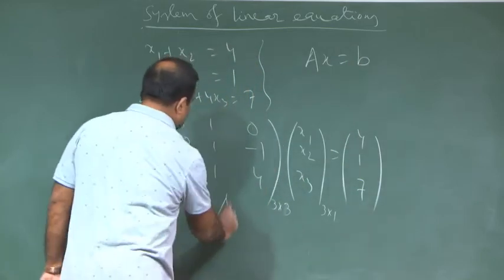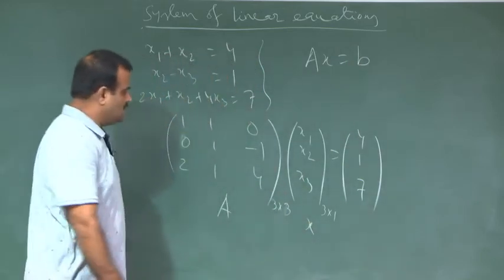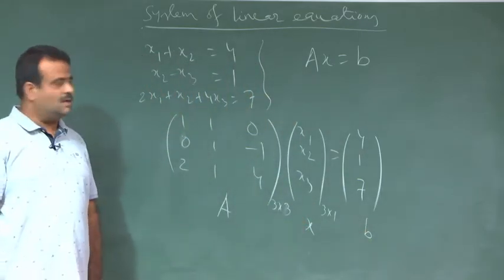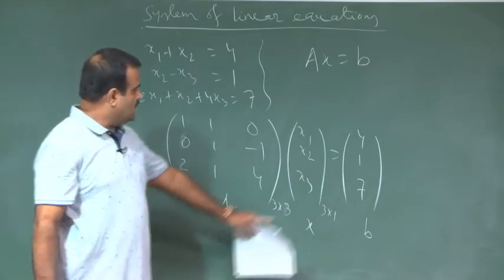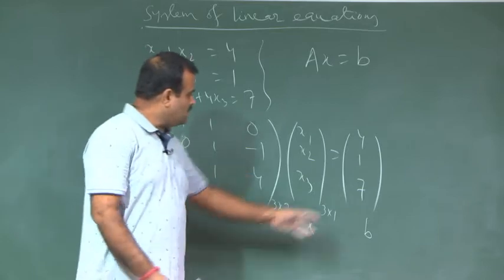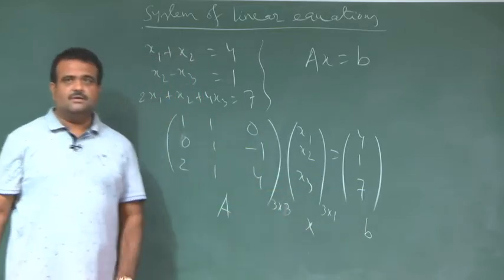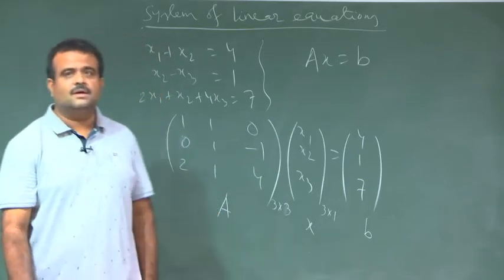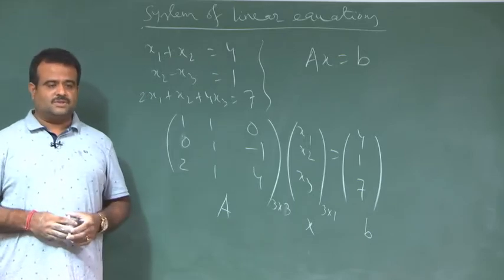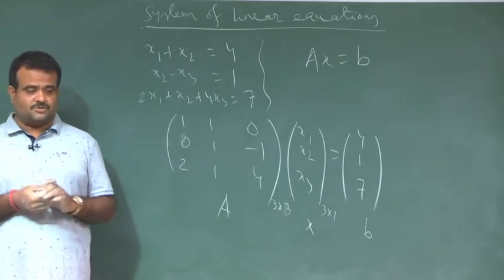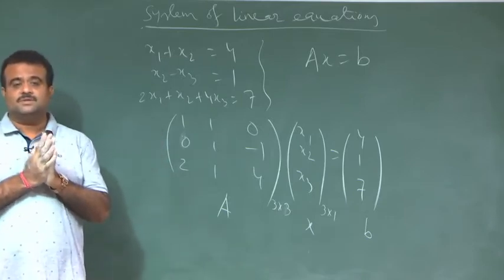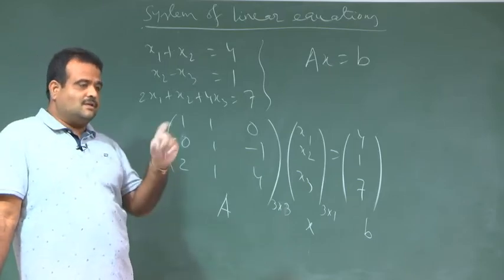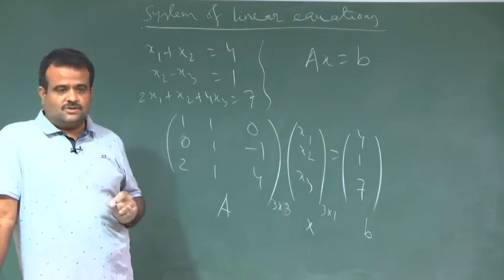So this is our A matrix, this is our variable vector x, and this is b. A is called the coefficient matrix. Now the question is how we can get the solution of this system, and whether a solution exists or not. We will discuss all these questions here. If the system has no solution, it is called an inconsistent system. If there is a solution, it is called a consistent system.